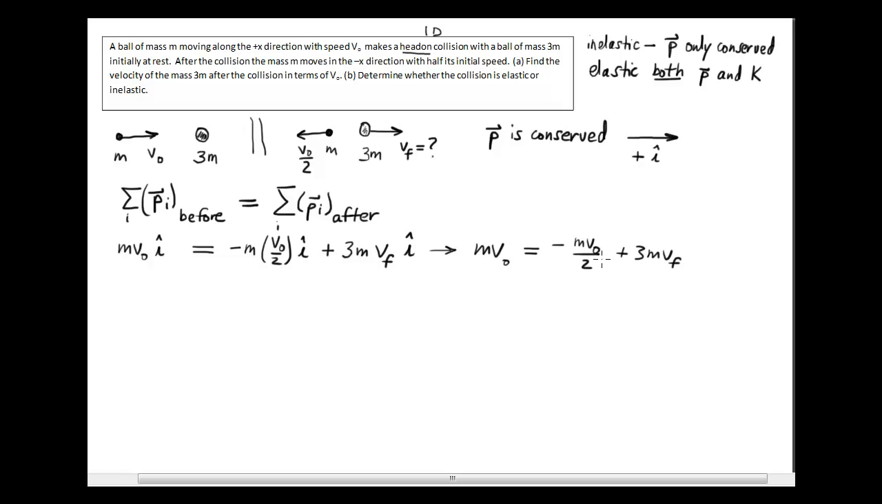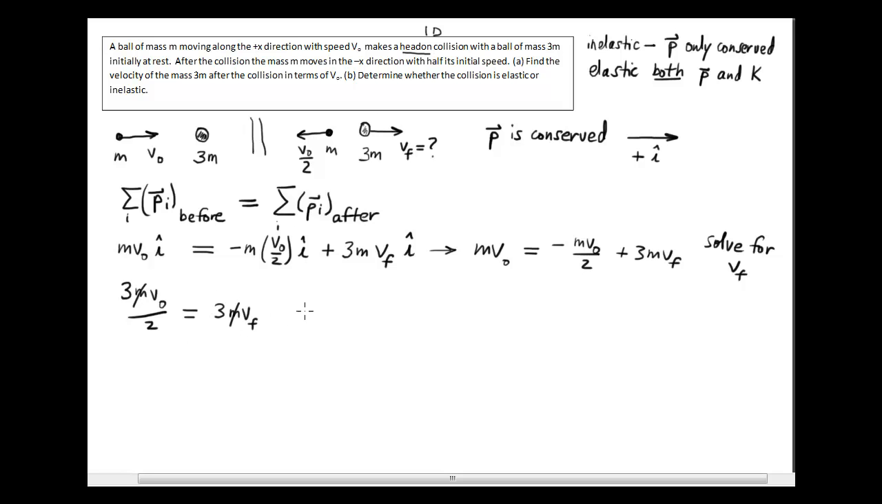Now what I'll do is get all the v0 terms on the same side so that I can solve for vf. That's what I want to do, solve for vf. And so if I add mv0 over 2 to both sides, this equation gives me on the left-hand side 3mv0 over 2, right? Because I have mv0 over 2 plus mv0 plus mv0 over 2. And that gives me 3mv0 over 2. On the right-hand side, we're left with 3mvf. All right, the m term drops out because I can divide both sides by m.